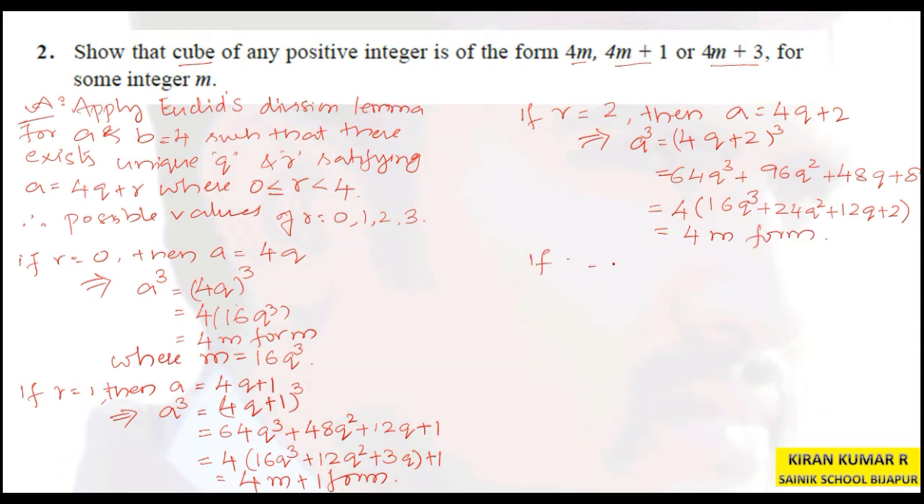Now r value, if you take it as 3, then a will be equal to 4q plus 3. Cubing on both the sides, we get a cube equal to 4q plus 3 whole cube. Expand this 4q plus 3 whole cube, we get 64q cube plus 144q square plus 108q plus 27.